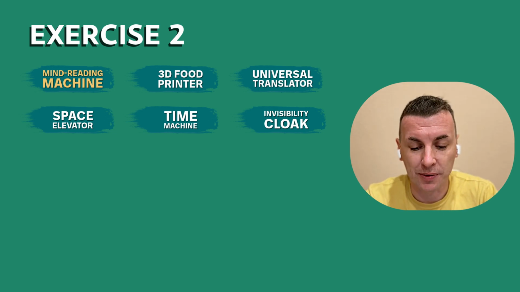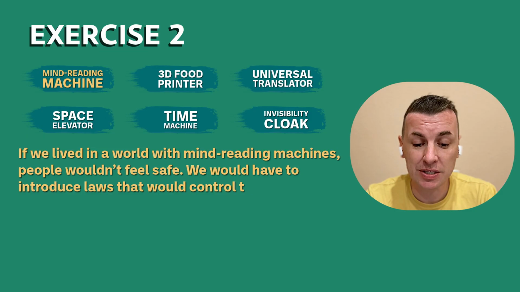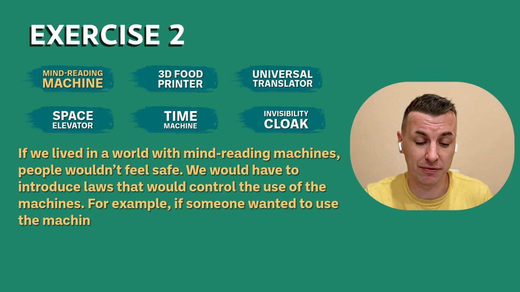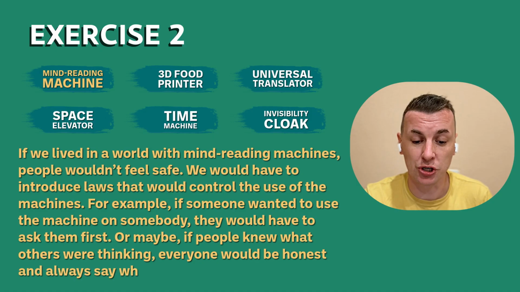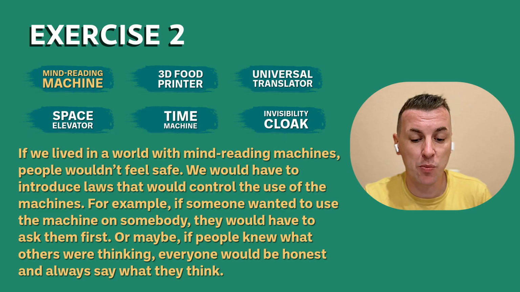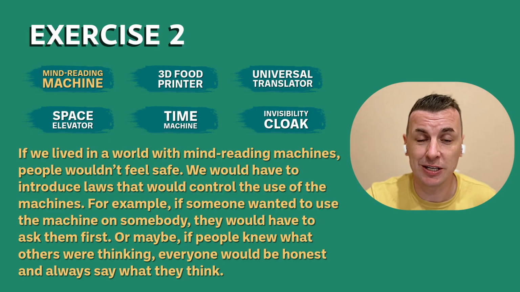So let's imagine if we lived in the world with mind reading machines, people wouldn't feel safe. We would have to introduce laws that would control the use of the machines. For example, if someone wanted to use the machine on somebody, they would have to ask them first. Or maybe, if people knew what others were thinking, everyone would be honest and always say what they think. All right. So this is my take on a possibility of using mind reading machines in the future.